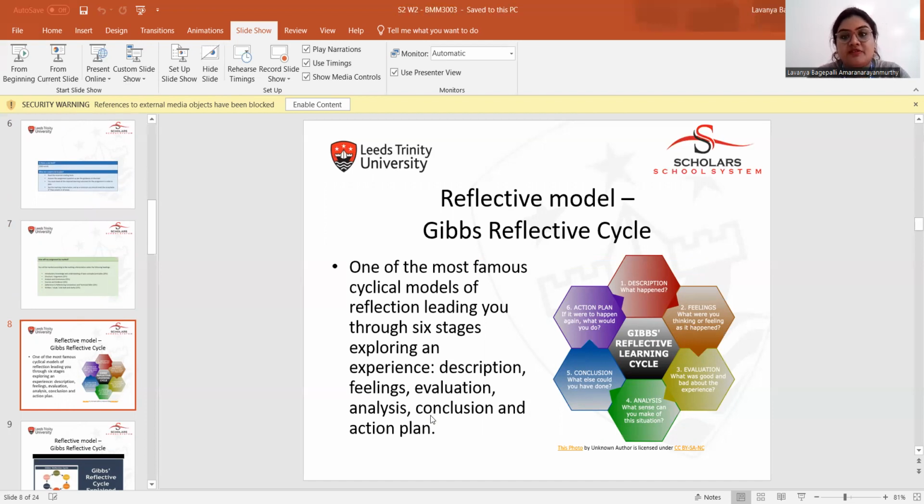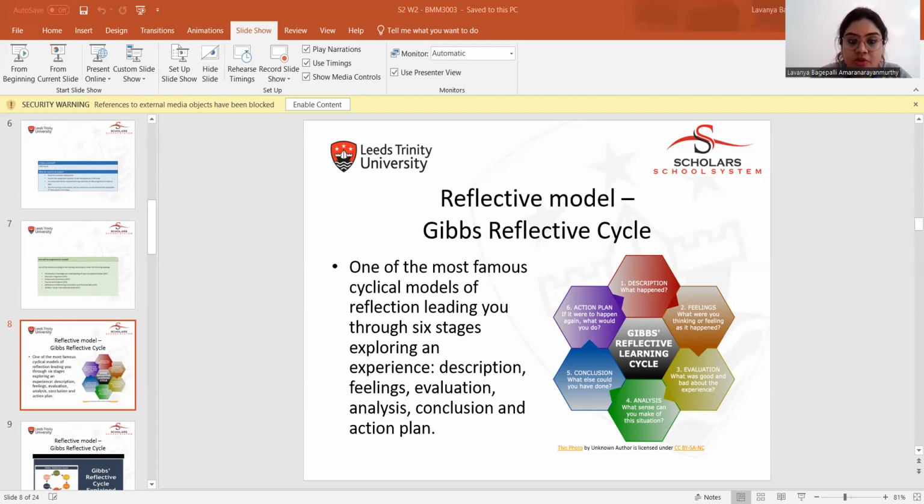So Gibbs reflective cycle provides you a structure or a format for explaining your learning experience. This Gibbs reflective cycle was developed by Graham Gibbs in 1988 to give a structure to learning from experiences. And you have 6 stages when it comes to Gibbs reflective cycle. The 6 stages are description, feelings, evaluation, analysis, conclusion, and action plan.